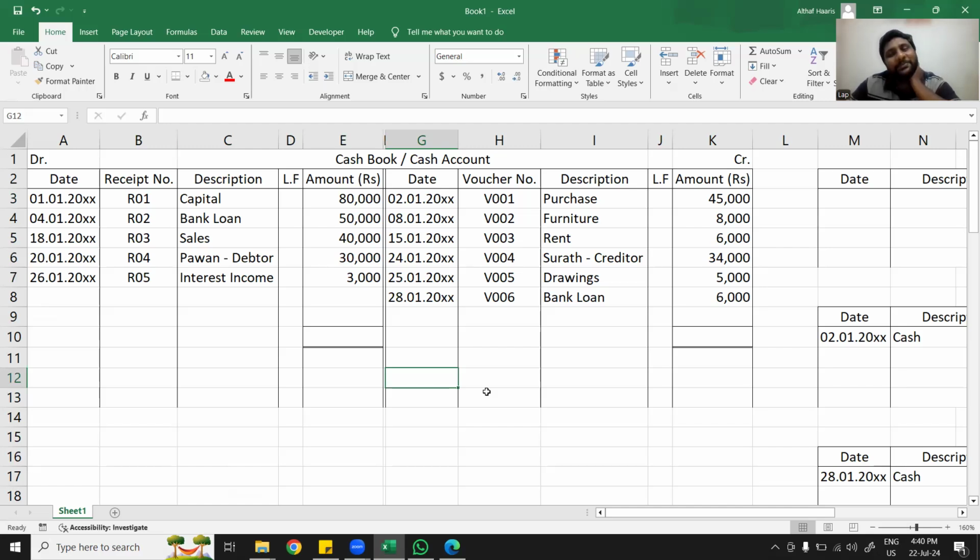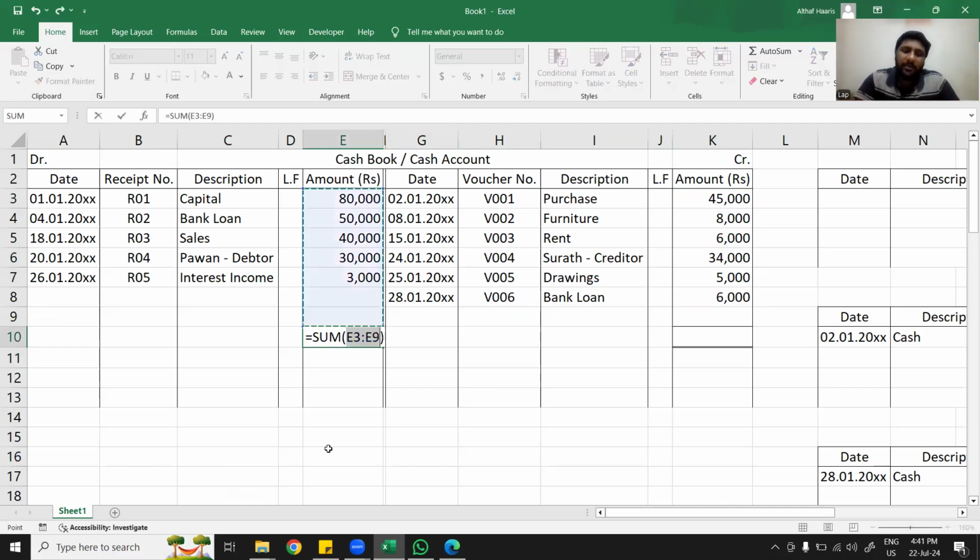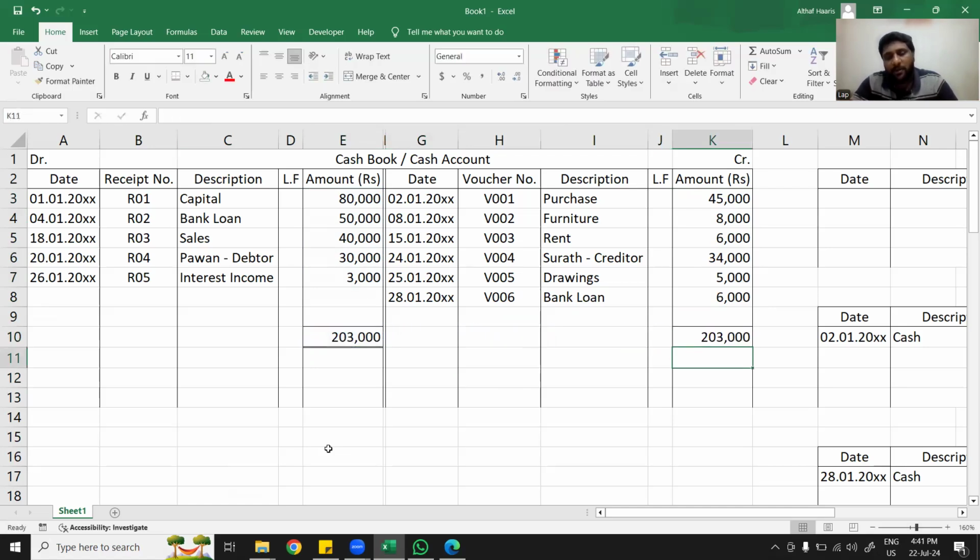Good. Debit side 203. Credit side 104. Then the debit side is bigger. Write the bigger value for both the sides.